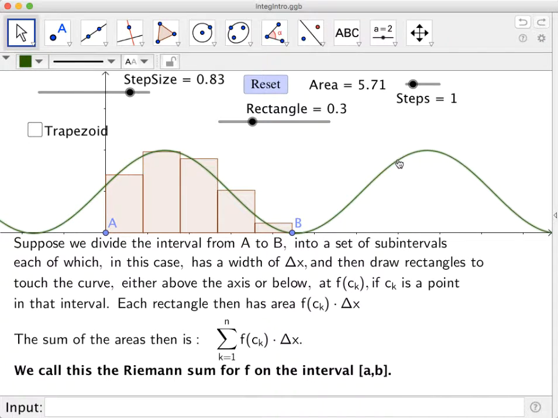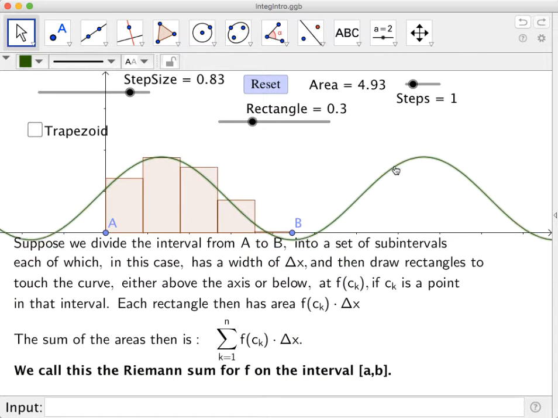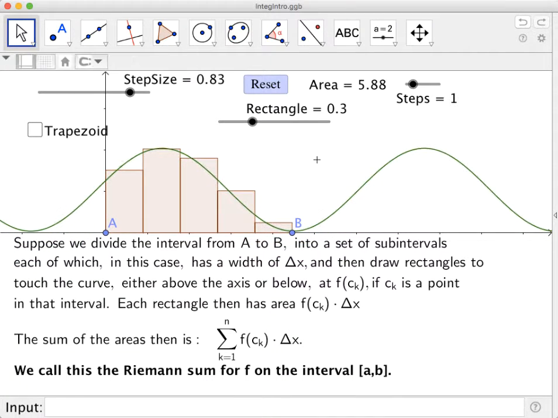And so what we're doing is we're taking the width of each interval and multiplying it by the value of the function at a specific point inside that interval. And then when we add all that together, that's what we're calling the integral. This sum of rectangles here we call the Riemann sum for f on the interval from a to b.